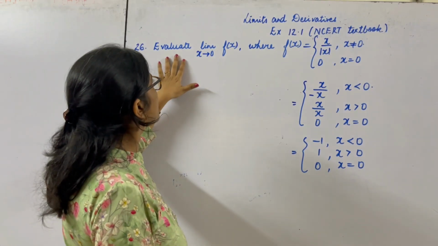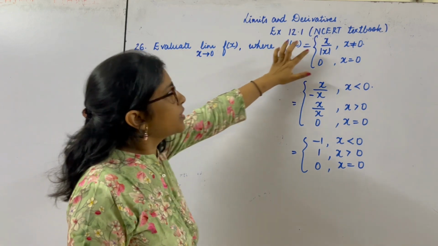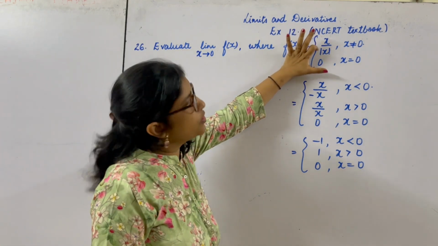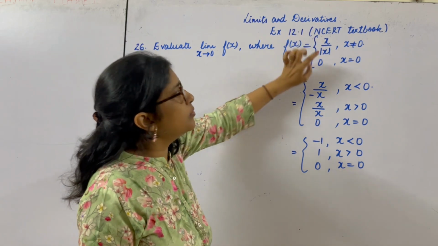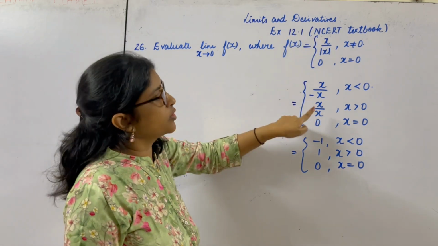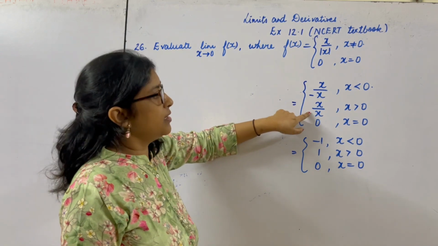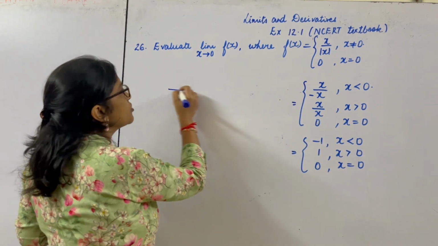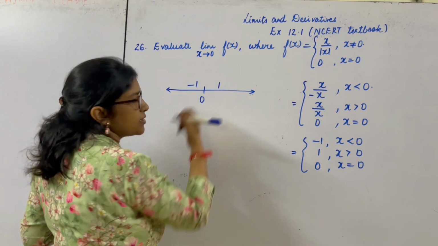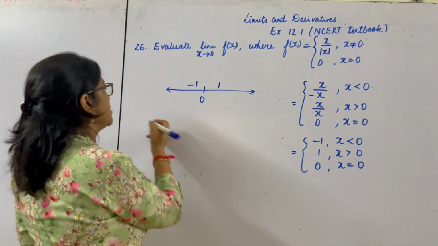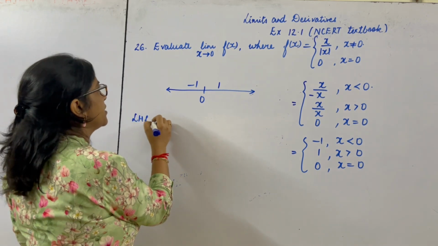For question 26, again it is almost similar. Earlier one was modulus x upon x, now it is x upon modulus x. So whenever we write less than 0, modulus x will become minus x, and for greater than 0 it will become x. And so the function finally turns out to be the same. For less than 0 it is minus 1, for greater than 0 it is 1. And so once again you can find the limit in the same way.